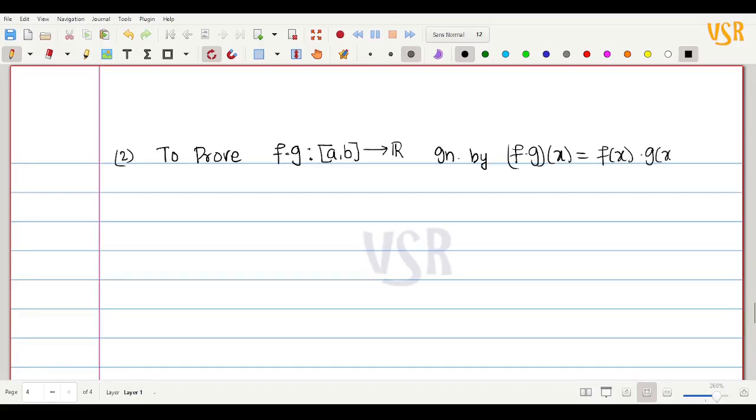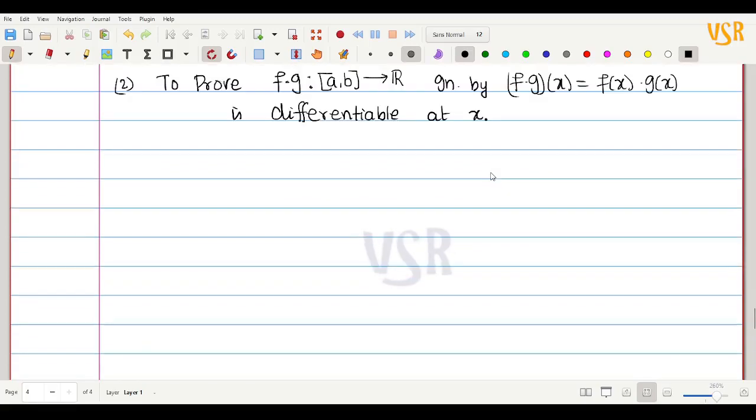Note that this is not a composition map, this is a multiplication map. Now what we need to prove is that f into g is differentiable at x. Okay, let us prove it. As usual, we need to prove that for every epsilon positive there is a delta positive. So first, let epsilon be positive. What we need to find is a delta positive.